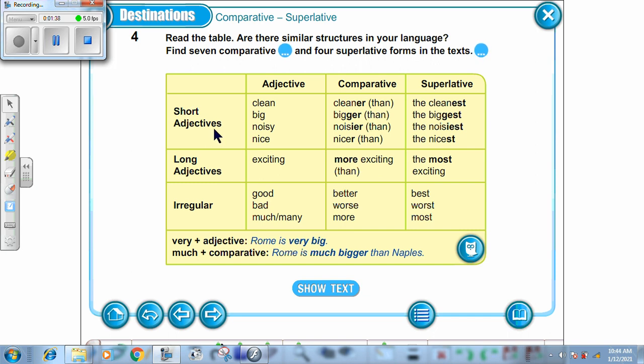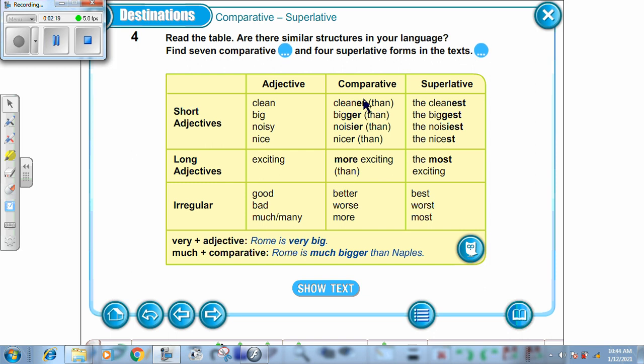Let's go to the short first. What shall I do with the short adjective? I'm gonna put er, then than. It will be cleaner than, bigger than, noisier than, nicer than, and so on. What about long adjectives? I will put more. So it will be more plus the adjective plus than. So more exciting than, more beautiful than, more interesting than, and so on.